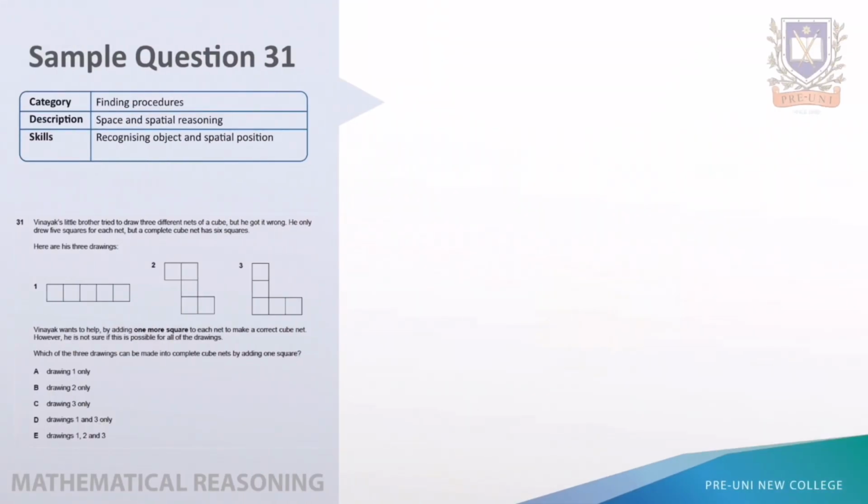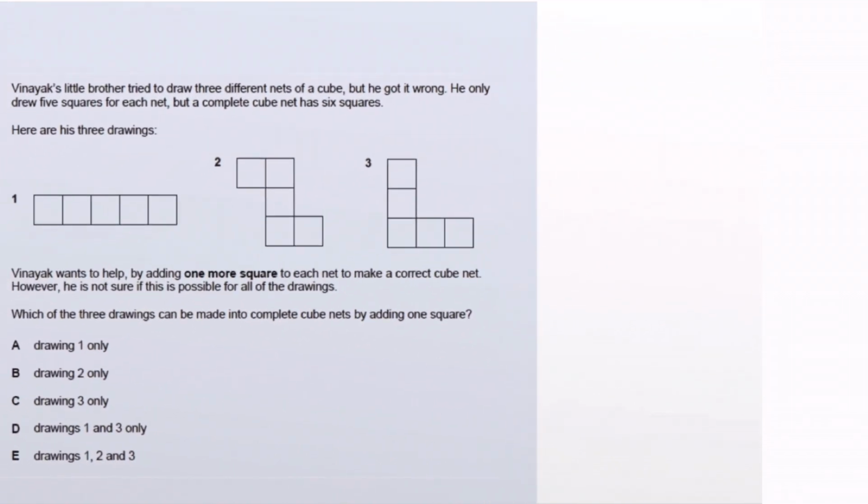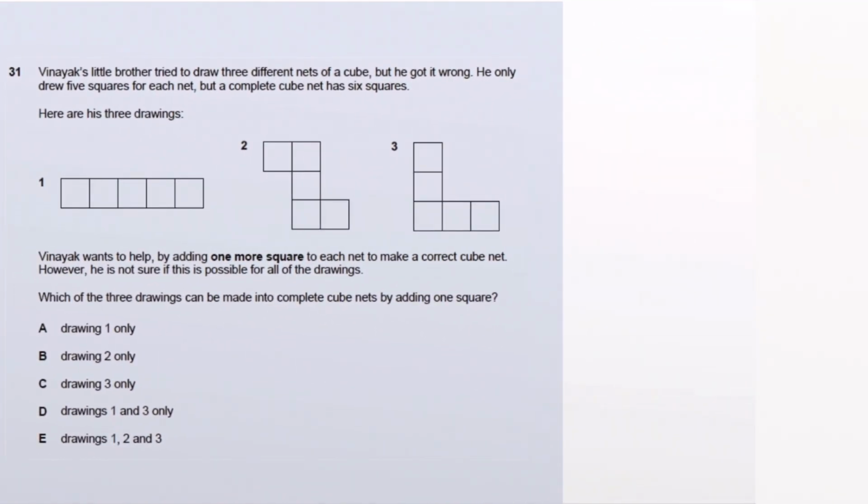For question 31, we have the category finding procedures, the description space and spatial reasoning, and the skill recognizing object and spatial position. So for question 31, Vinayak's little brother tried to draw 3 different nets of a cube, but he got it wrong. He only drew 5 squares for each net, but a complete cube net has 6 squares. So here are his 3 drawings.